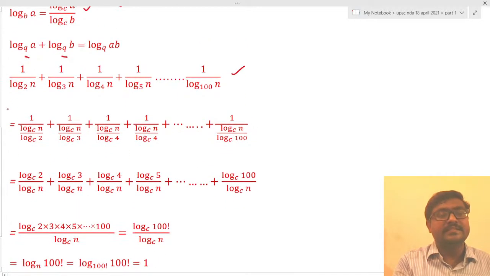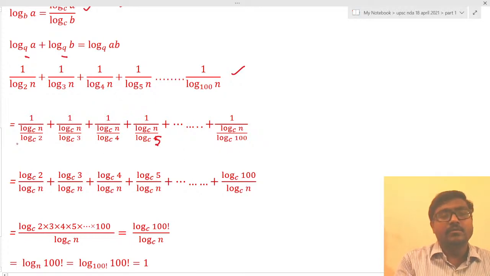Here this is in log form, so I'm writing it as log n base 2. I'm introducing the common base here. Similarly, it becomes log n base 3, log n base 4, log n base 5, and next log n base 100.